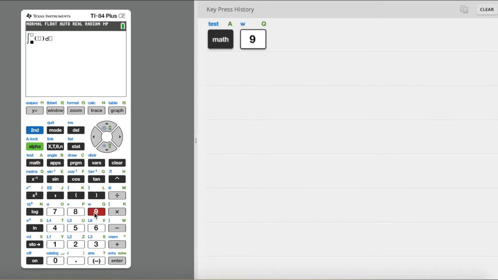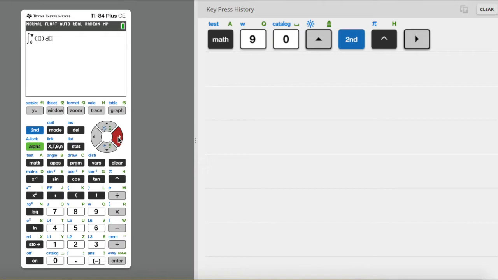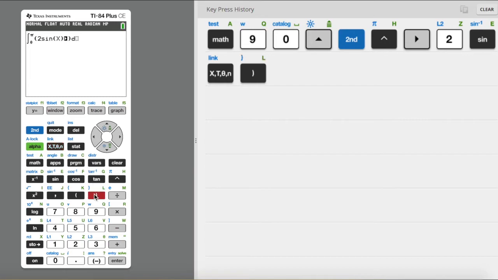You can access the definite integral function by using the math menu, and then number 9, function integral. And you can enter your expression. So we're going from 0 to pi, and then the function that we have is 2 sine x, close brackets. And then we are finding the integral with respect to dx. Enter. The answer is 4.